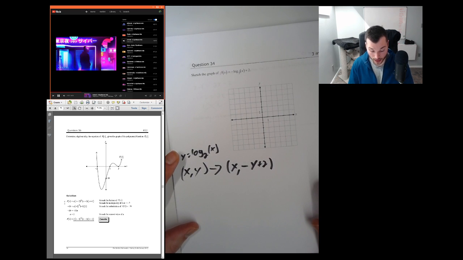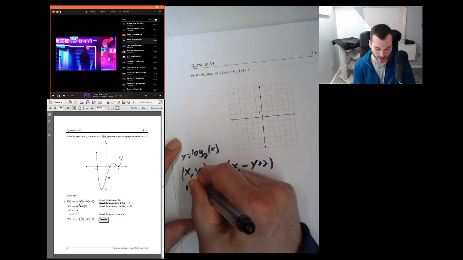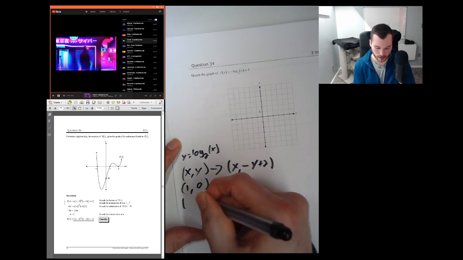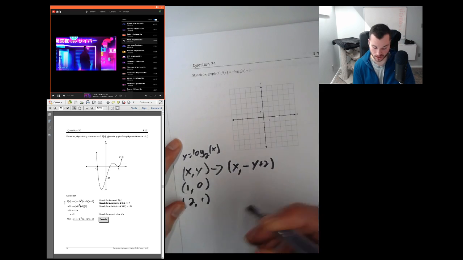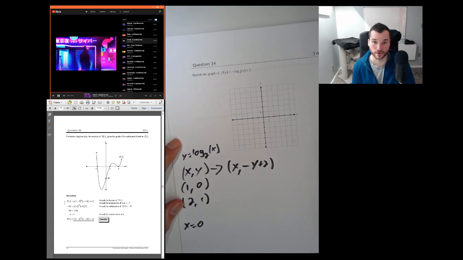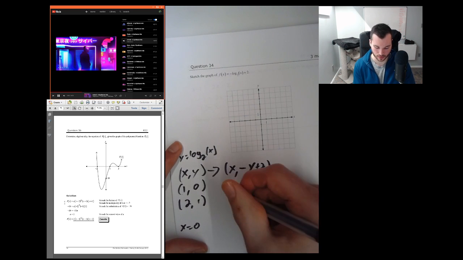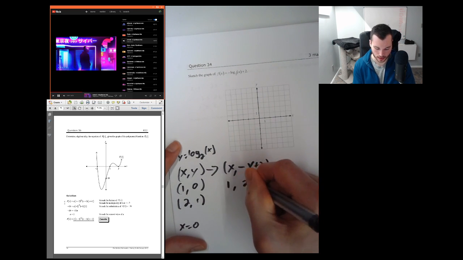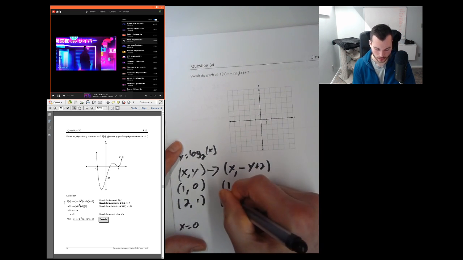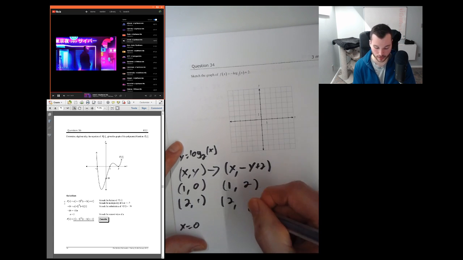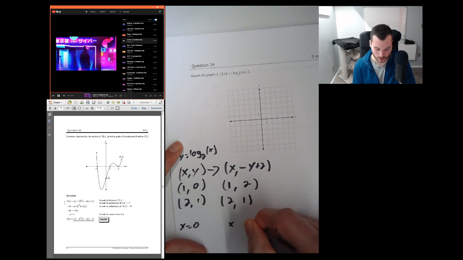What was I talking about? Right. Base here. So when x is 1, y is 0. These are my transformation bases. When x is 2, y is 1. That's all we needed. X equals 0 is our vertical asymptote. Let's do a transformation. 1 and 2. 2 and negative 1 plus 2 is 1. And my x coordinate is still 0.